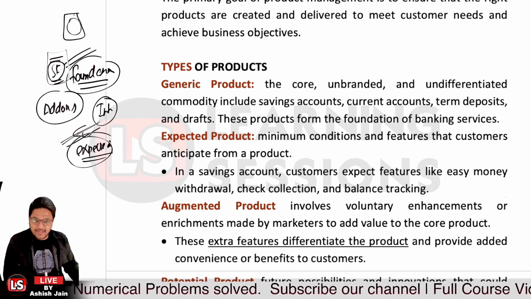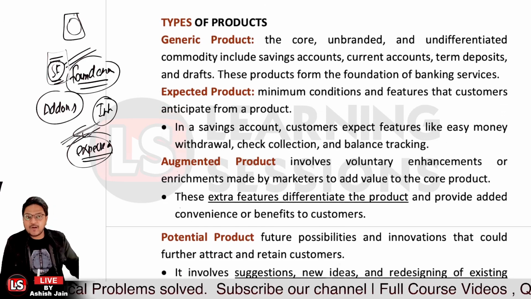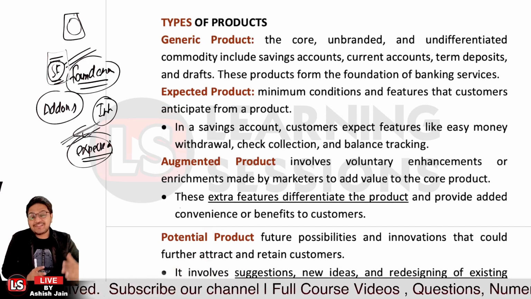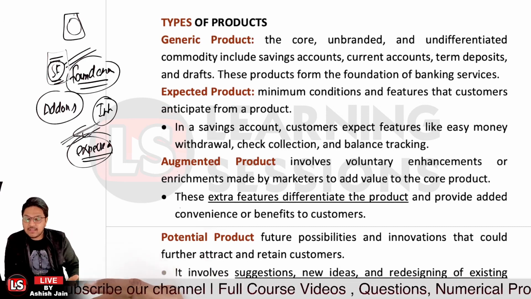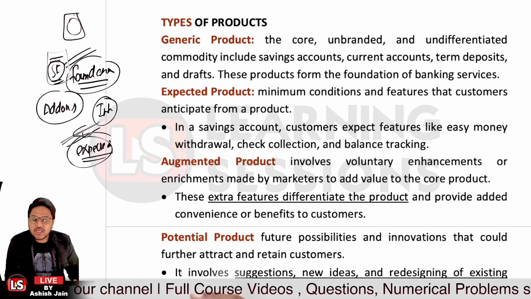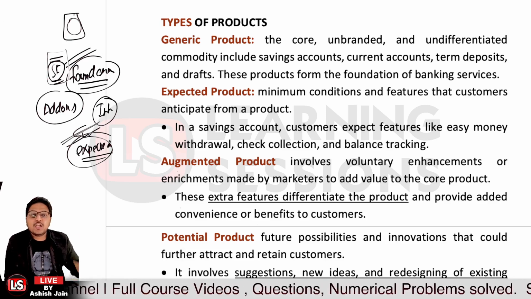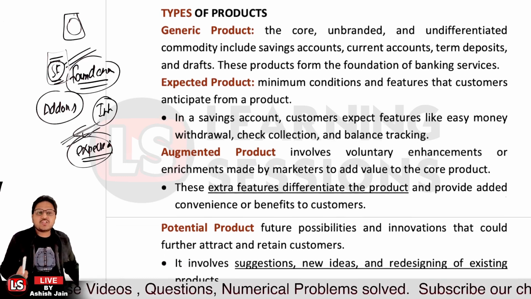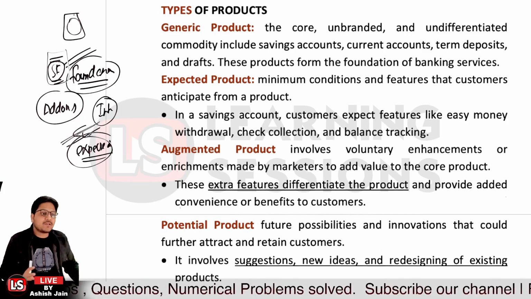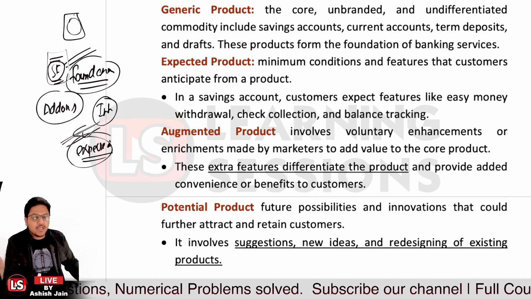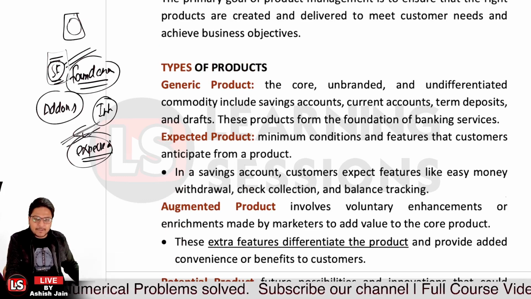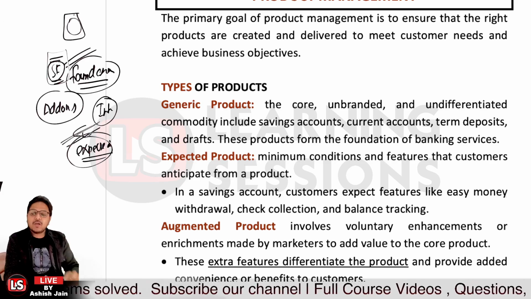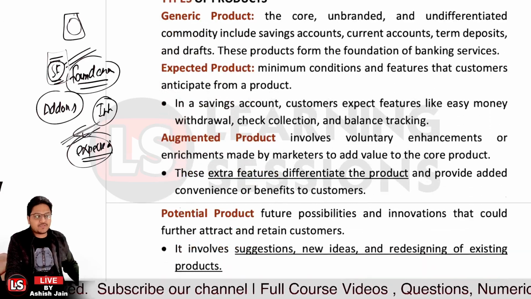That's the augmented product. And what do we mean by potential product? If I can add something extra on top of it, the future possibility of that product, that will be a potential product. It involves suggestions, ideas, redesigning existing products, etc. So the different types of products are generic product, expected product, augmented product, and potential product.